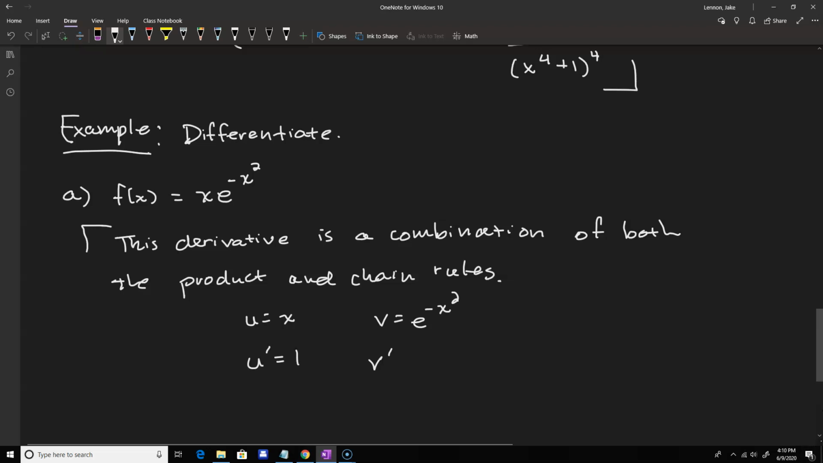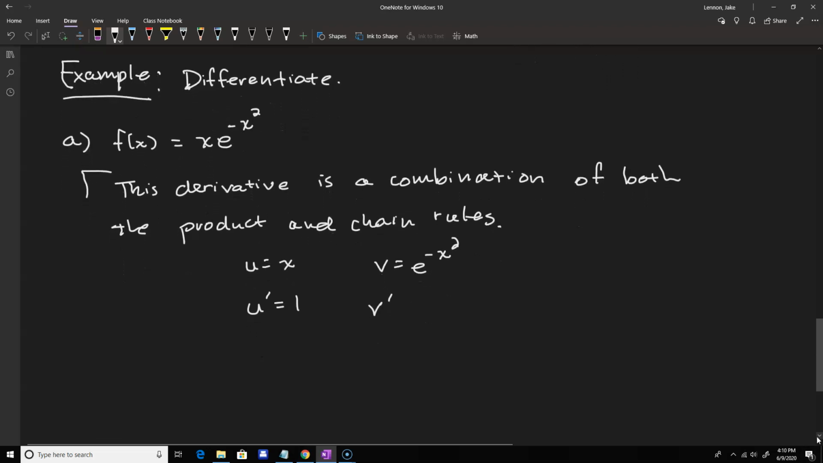And again, keep in mind, a lot of times when you're taking derivatives, don't expect them to get any nicer, because usually what happens is they can often become more complicated. So the derivative of v is found using the chain rule. So let's just note that.